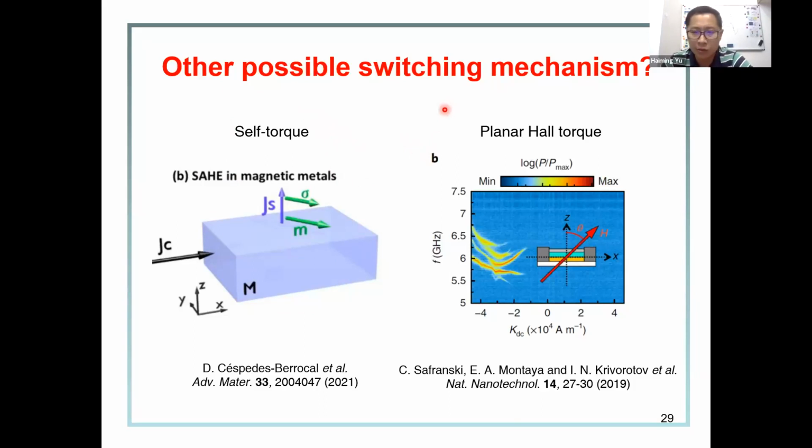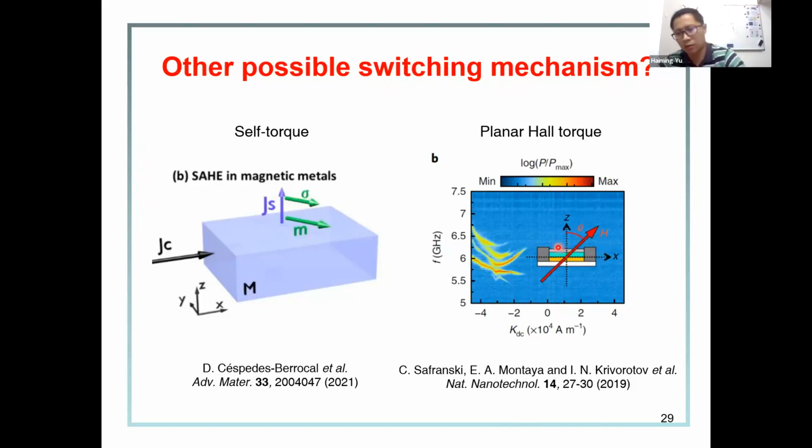Also, since LSMO has a clear AMR, and we recently learned that the so-called planar Hall torque is a kind of reverse effect of AMR, we suspect it may potentially be related to this effect, which I think was discovered by the group of Ilya. But this is still open for the switching mechanism. So in the future we are also trying to do more systematic work.